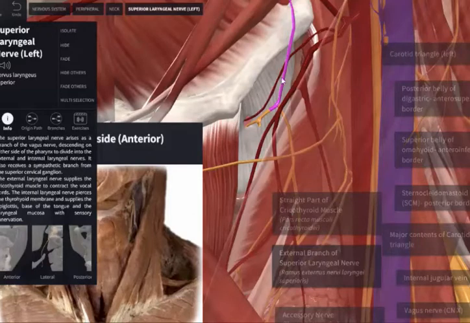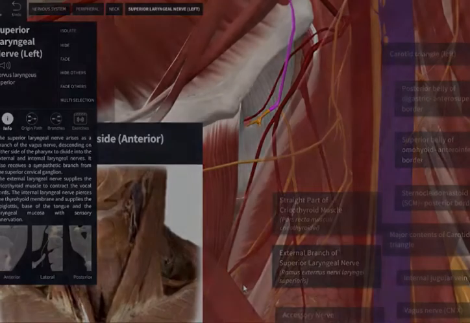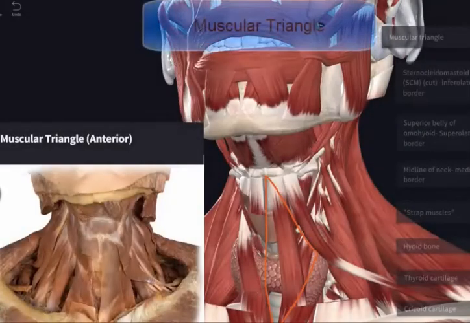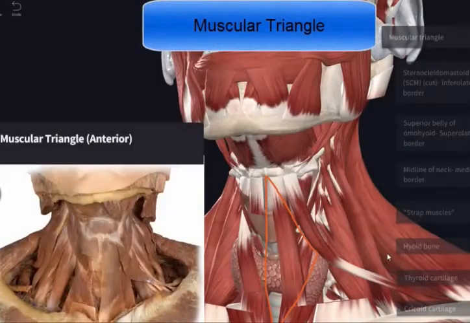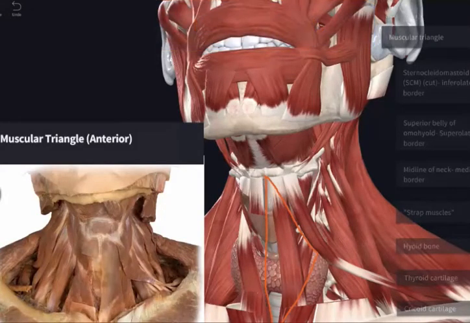Basically, it just arises as a branch from the vagus nerve, and then it descends on either side of the pharynx, and then it divides into your external and internal branches. As I just said, the internal branch is primarily sensory, and the external branch is motor to the cricothyroid muscle. Now we're going to move on to the muscular triangle, and I have superimposed here also the outlines of the borders or boundaries of this triangle.